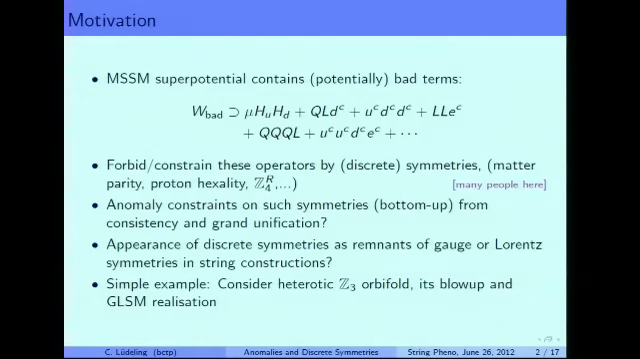And so I'll discuss a bit this in general, and then I give a simple example of a heterotic Z3 orbifold, basically the simplest one you can think of. A blow-up to get a smooth Calabi-Yau, and some ideas in the realization of this by a gauged linear sigma model.